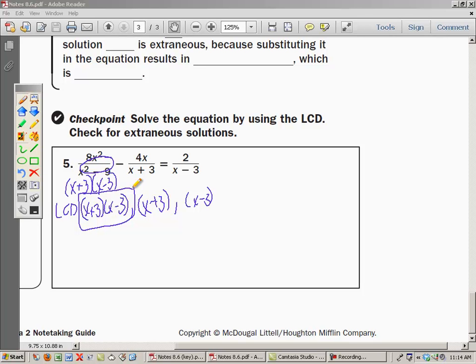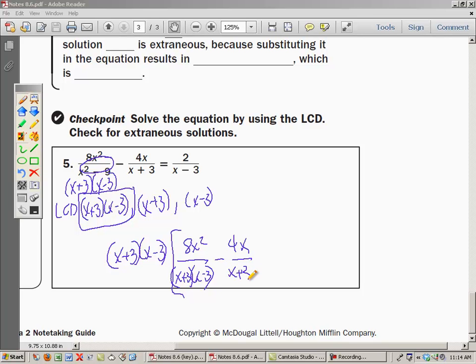So then we're going to multiply both sides by x plus 3 times x minus 3. So here's what it looks like. x plus 3 times x minus 3 times 8x squared over x plus 3 times x minus 3, because again, we just write the factored form of that, minus 4x over x plus 3 is equal to 2 over x minus 3. And we're going to multiply that whole thing by x plus 3 and x minus 3.